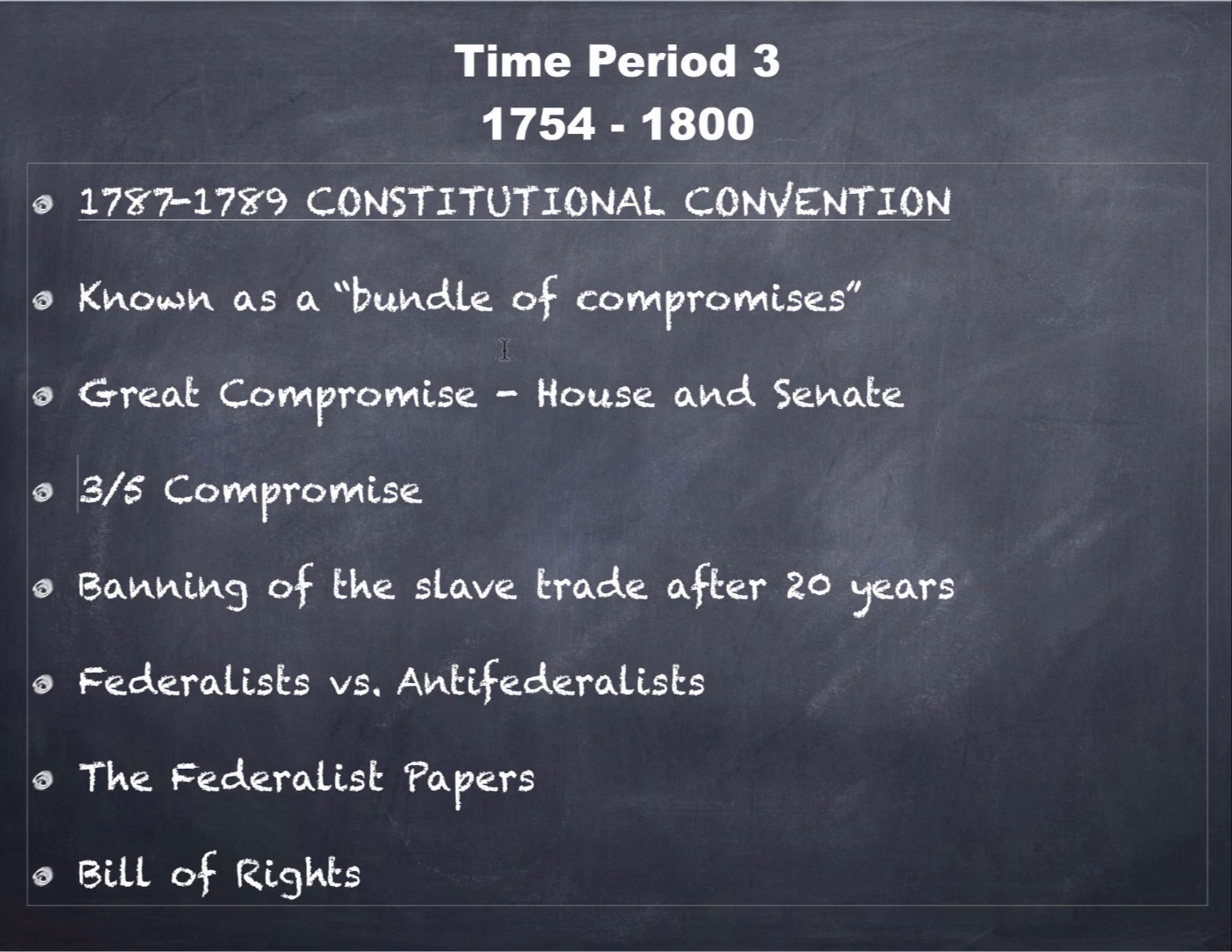So one group said representation should be based on your population. The more people we have, the more representatives we should have. That was the Virginia Plan. But then the New Jersey Plan, they said every state should have equal number of representatives. So we decided to take both. We have the House of Representatives and we have the Senate. And that is Congress. We have three branches of government. Congress is one branch of the government.